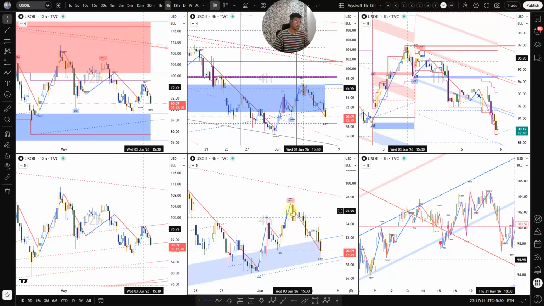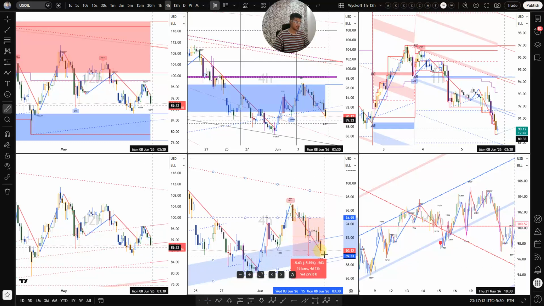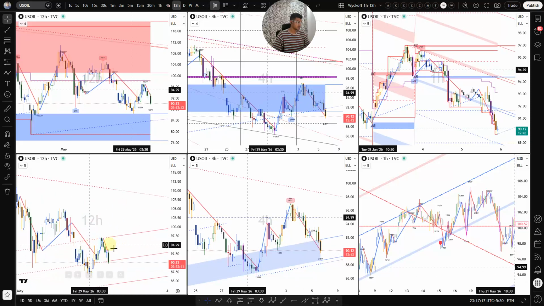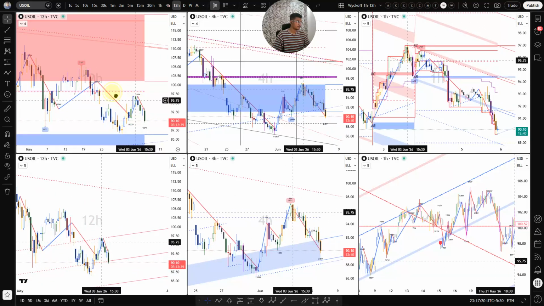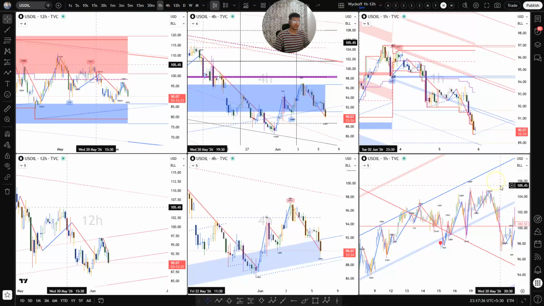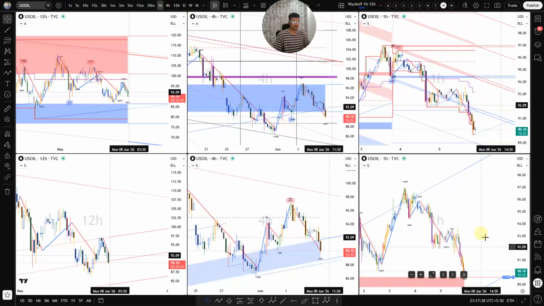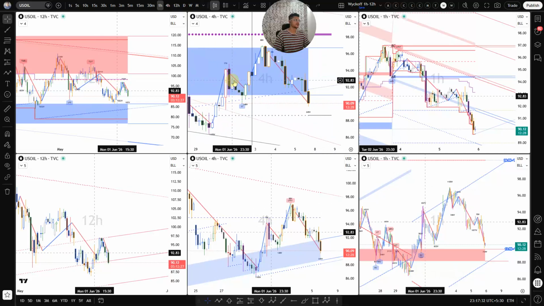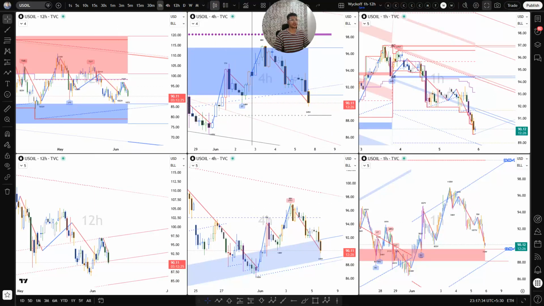Okay, so here we also see LPS, still in a down wave, hit the support there. But I think the market will come around this area, you see all these are pointing to this zone.